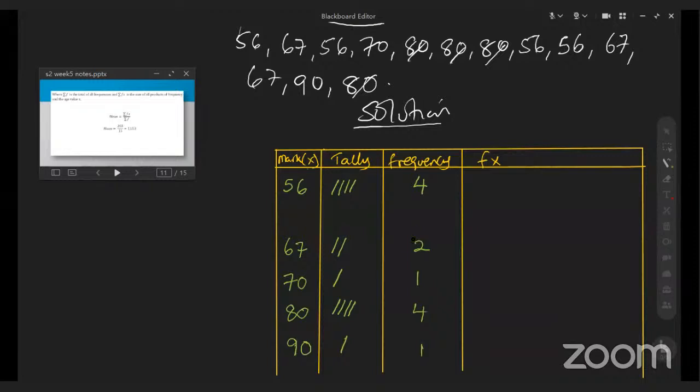Now, finally, the last thing that you're going to do is to multiply the frequency times the mark, which is X. So this will be frequency, which is 4 times 56. Then this one will also be 2 times 67. This one will be 1 times 70. Then this one will be 4 times 80. And the last one would be 1 times 90.